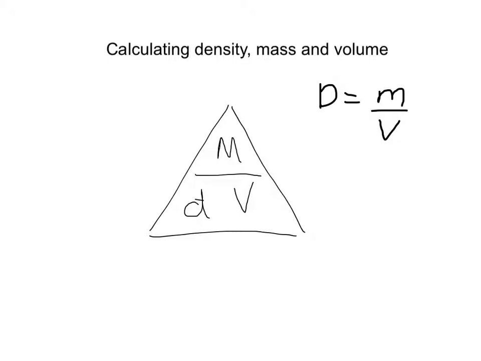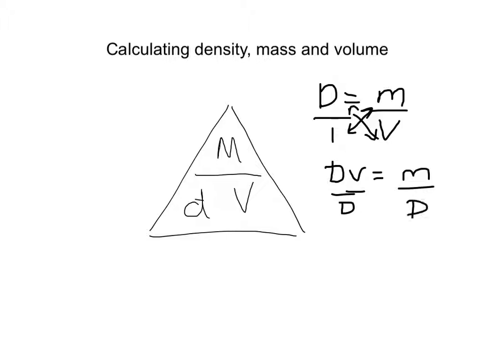I, for example, can just rearrange this formula by putting density over 1 and cross-multiplying so that I can change what I have equal to what. When I do that, I get density times volume equals mass. So now I have a formula for mass. And I can divide both sides of my equation by density to get volume. So volume equals mass divided by density. So I can have all three formulas just by knowing the one formula.